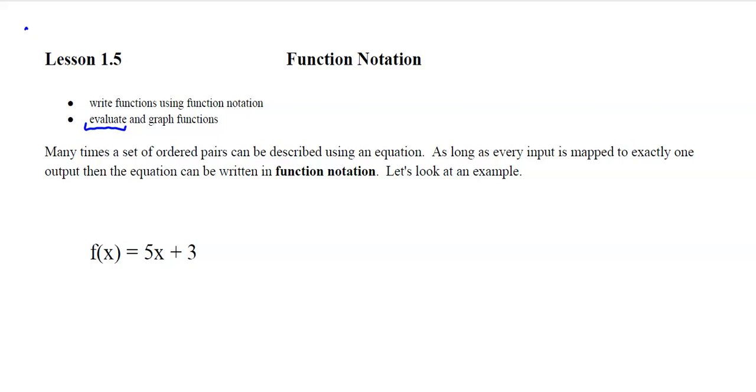So it says, many times a set of ordered pairs can be described using an equation. As long as every input is mapped to exactly one output, then it can be written in function notation. So that was kind of like the last lesson. We looked at relations and made sure that the x's were being mapped to exactly one y.